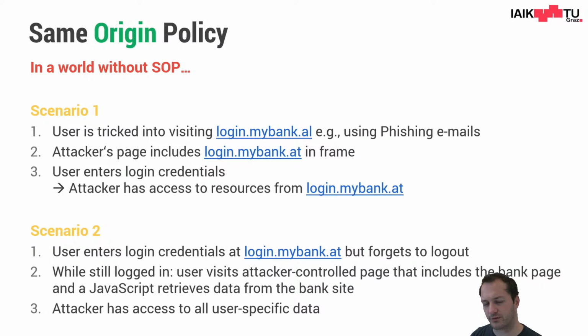So based on these scenarios, you see that attacks actually work in two directions. In the first scenario, the attacker accesses from outside to the inside. The attacker controls this login MyBank AL and accesses something that's included inside, like in a frame. And in the second example, it works from the inside to the outside. The user is first logged in, and then the attacker tries to access this again.